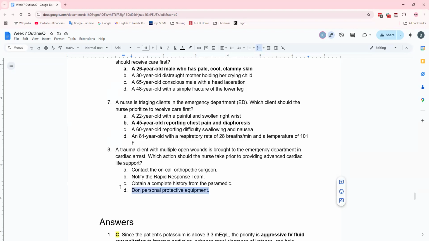Because they have multiple open wounds, the idea is before you perform... in this scenario you're thinking that you are about to do CPR and connect the pads. It actually wants you to put protective equipment first because you would rather protect yourself first than do the CPR. I just thought it was a funny one.